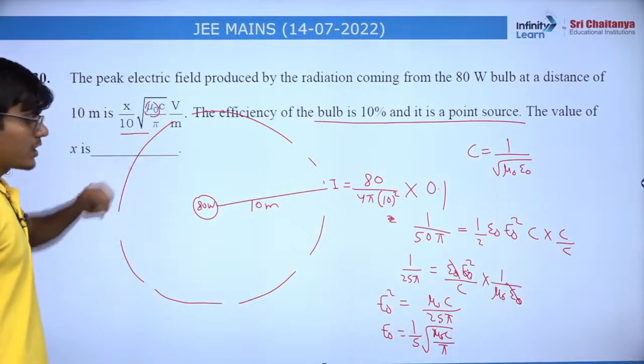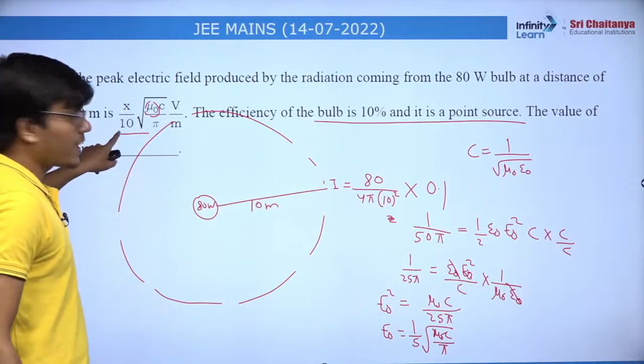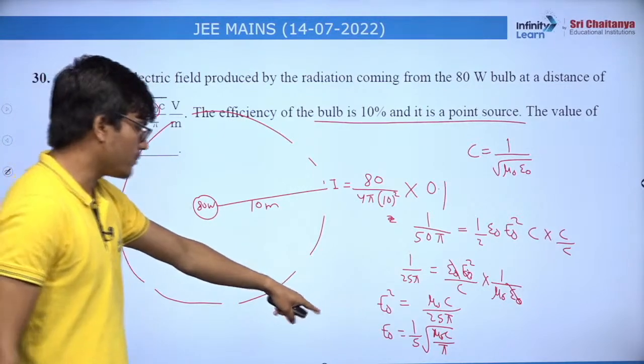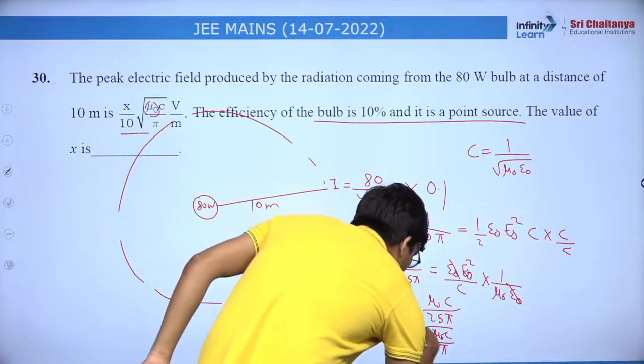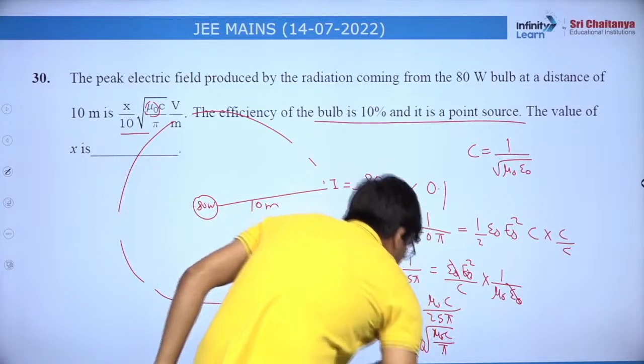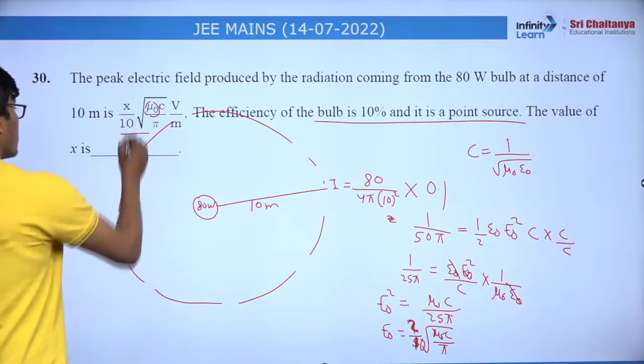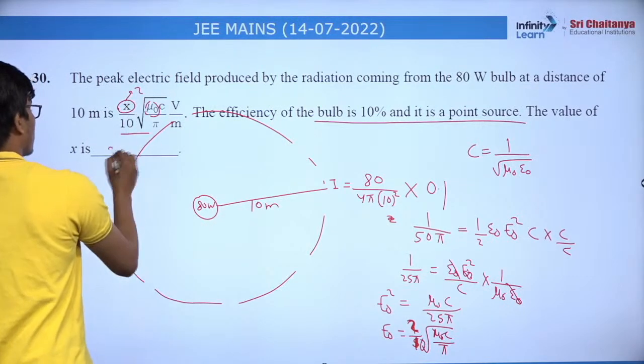Now compare with the given expression. You are having x by 10, and there we are having 1 by 5. So just multiply by 2 up and down. Can we compare now? x by 10 is equal to 2 by 10, means x has to be 2. So your answer is 2.